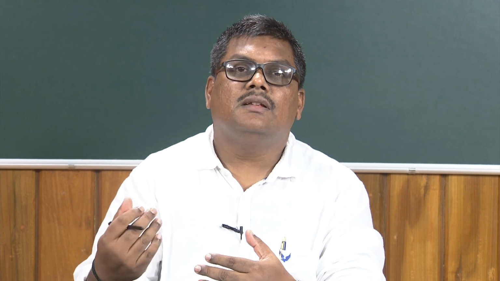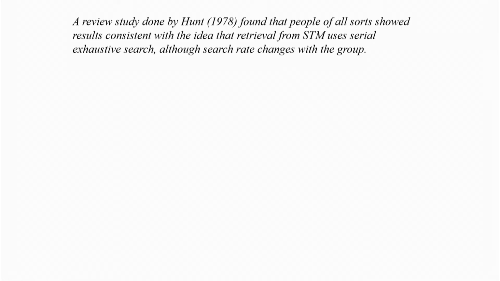This is because the exhaustive search takes place, and one probable reason could be that multiple copies of the item would be there, and the requirement of that makes you do the serial exhaustive search. A review done by Hunt in 1978 found that people of all sorts showed results consistent with the idea that retrieval from STM uses serial exhaustive search, although the search rate changes with the group.